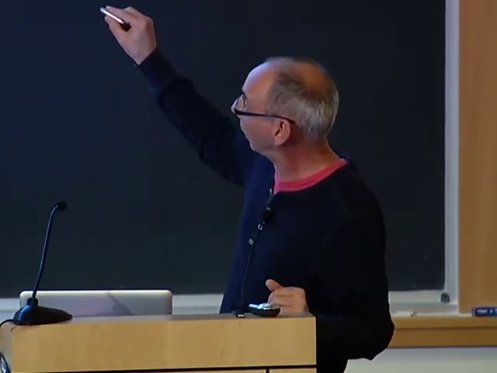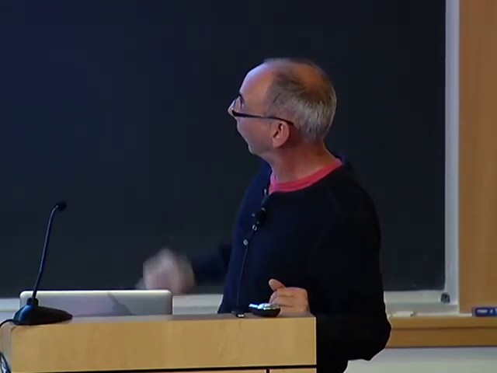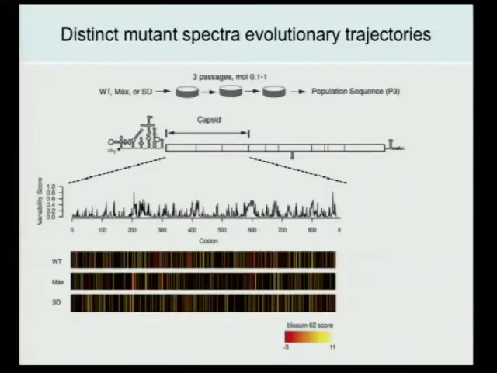So for example, in here, you have a lot of red, whereas when you compare with SD, there is less red. So clearly, the patterns in SD and where the virus goes in terms of accumulating mutations is very different than what wild type can do. In other words, wild type can actually accumulate some mutations that SD cannot accumulate.